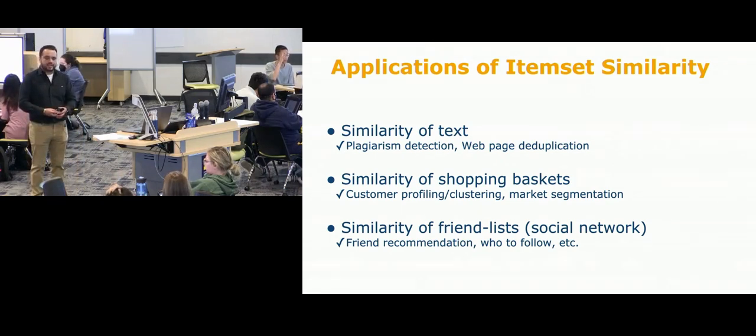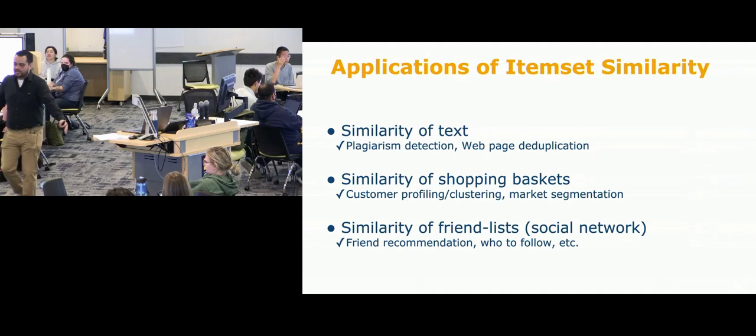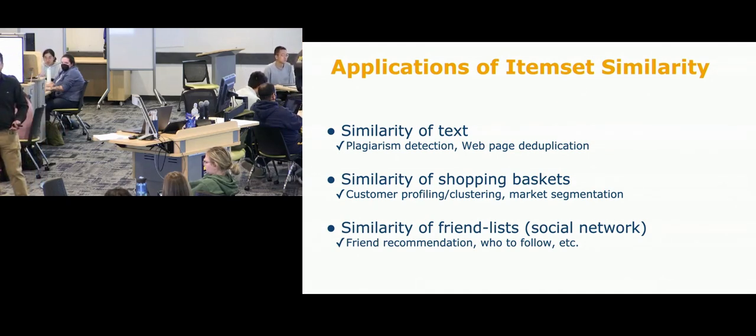Similarity of shopping baskets, customer profiling, right? People who purchase similar types of items might be similar. So you could recommend similar items to them on Amazon, or you could recommend similar movies to them on Netflix.